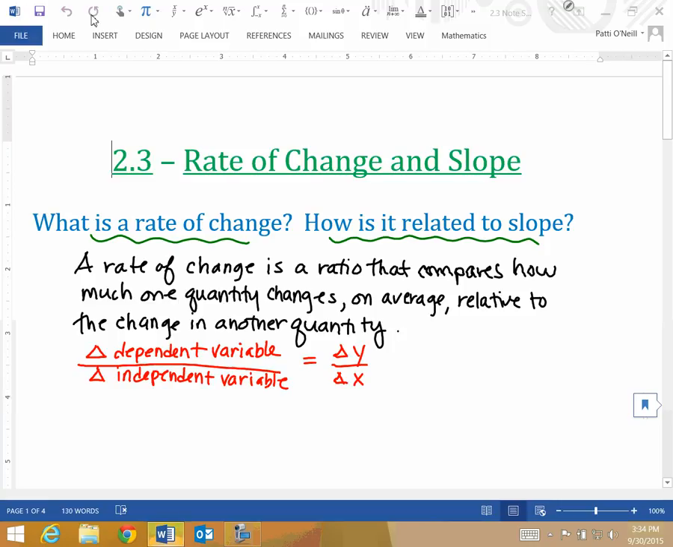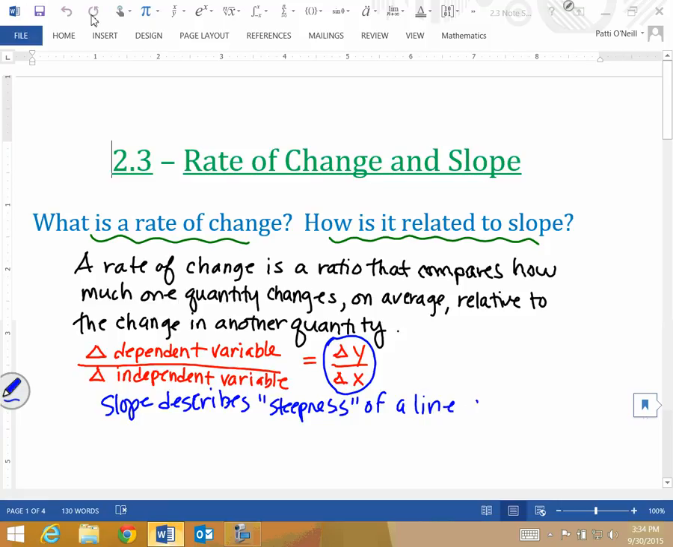So how does this connect to slope? Well, the idea of slope that you've studied before actually is this change in y over change in x idea. The slope, if we think just mathematically, describes, and I put this in quotes because this is kind of the cheat term, the steepness of a line, and is found by computing the change in y over change in x.